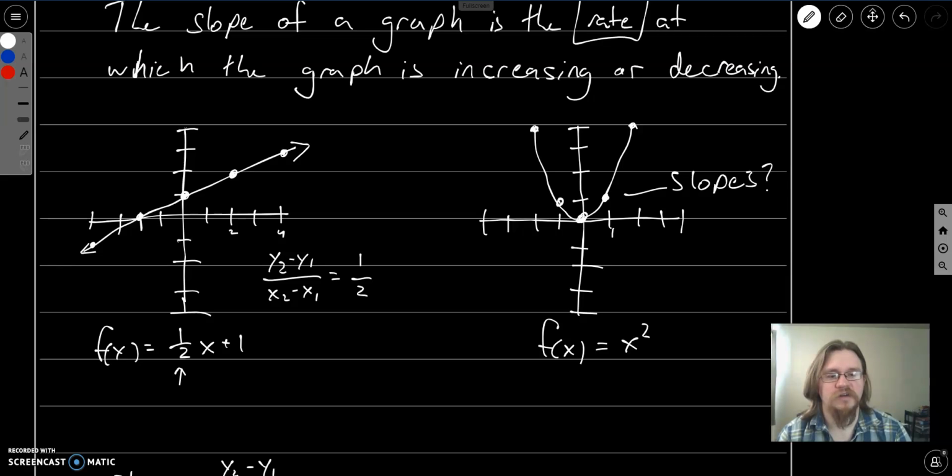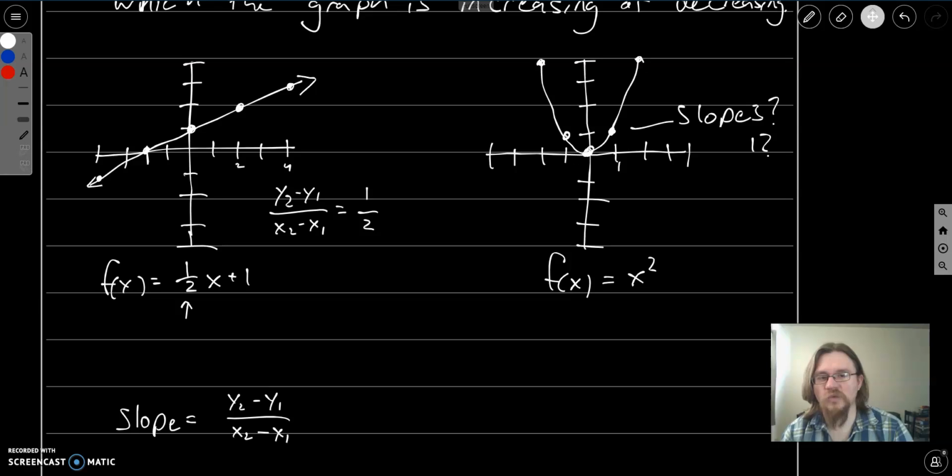Or if I look backwards, and I go over 1, I've gone up 1. So is the slope 1? Is the slope actually somewhere in between there? How do we calculate the slope right at a particular point?